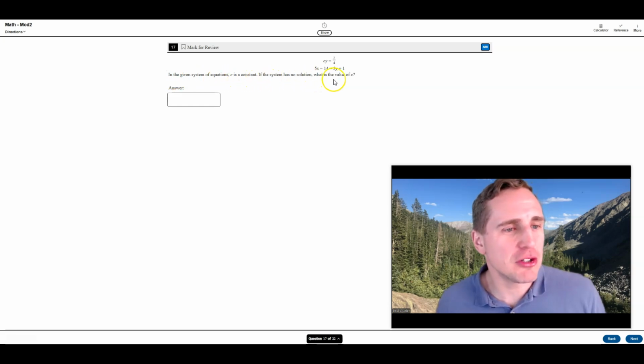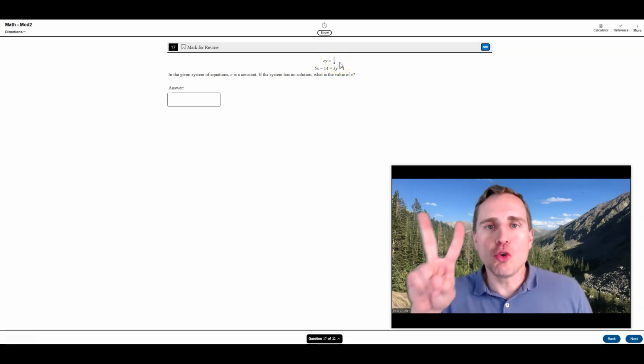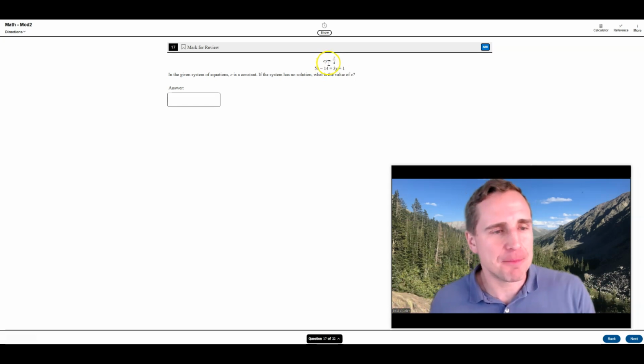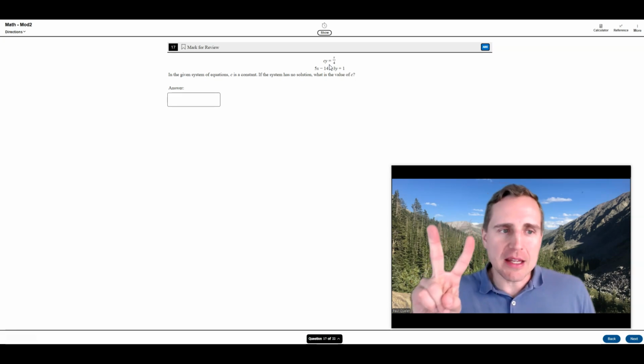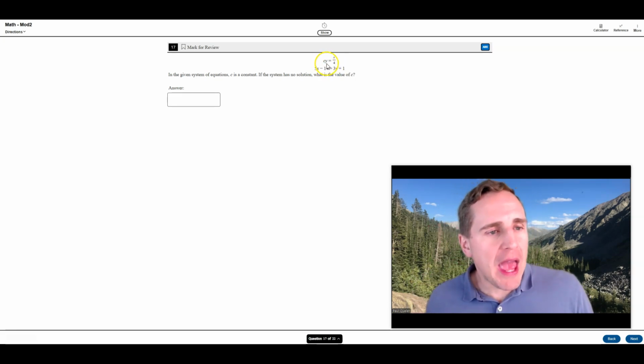If the system has no solution, what is the value of c? Ladies and gentlemen, this is going to be 2 lines. Now, it's a little bit in disguise. Let's talk about why this is. So it's 2 lines because x and y are both raised to power 1.